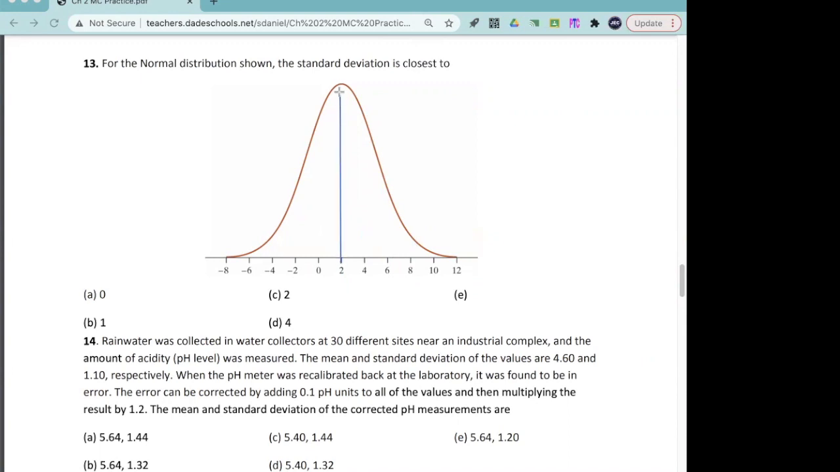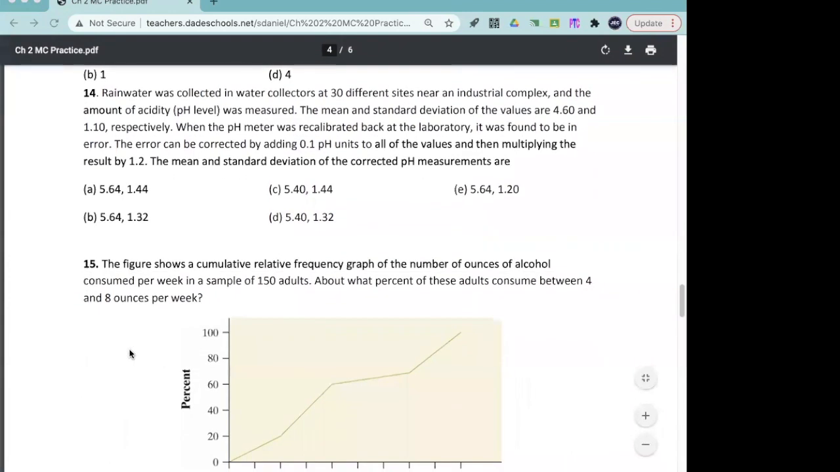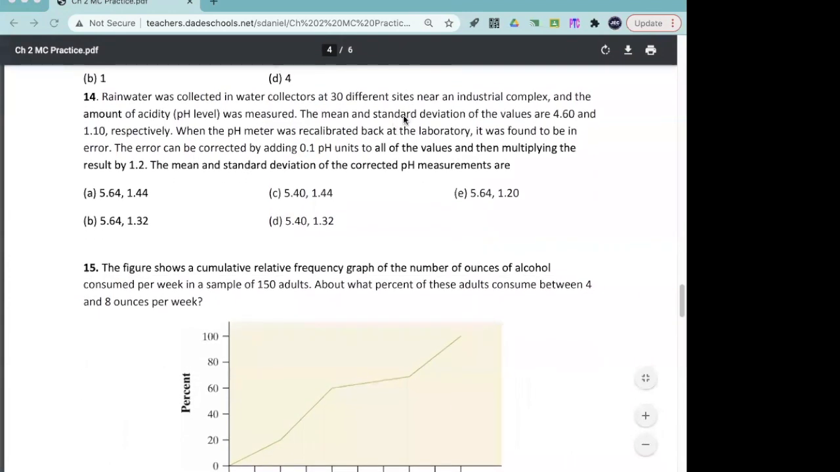But if the mean is 2, and you make the standard deviation 4, so 2 plus 4 is 6, you'll be over here for your first standard deviation away. And you'll be at 10 and negative 6 for the second. And that looks approximately like what your normal curve usually looks like. So that would be D. Okay, 14. Rainwater collected.